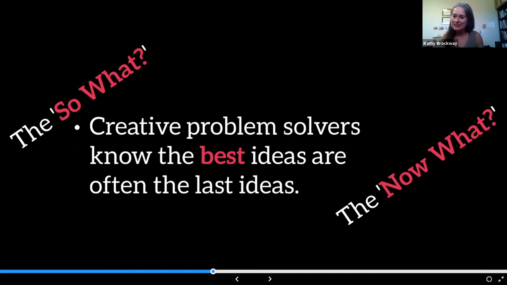But it's something you really need to work on. Any of you, I'd love to hear from you. Do you have ideas on how you might work on this part of creativity, pushing past?